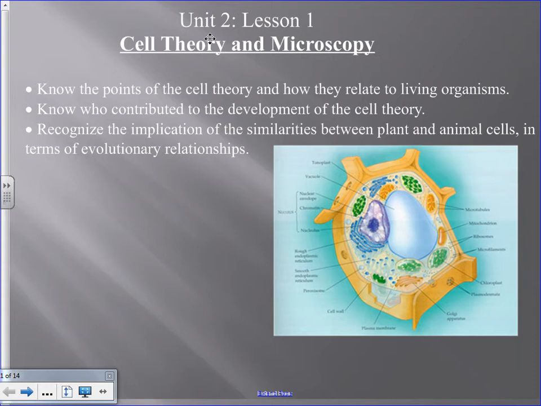So we need to know who contributed to the development of the cell theory. There are a lot fewer people in this one than there were with the atomic theory, where we had to know Dalton, and then the plum pudding, and a lot more people. We don't have to worry about as many for this one. And we need to recognize what the similarities between plant and animal cells imply. What does that mean? Why are their cells so similar when on the surface we and a plant don't seem to have very much in common?